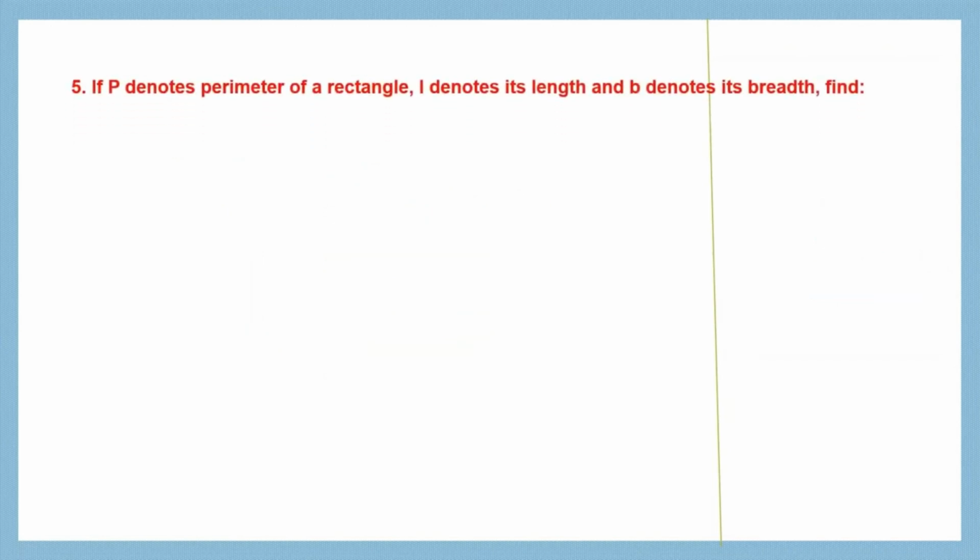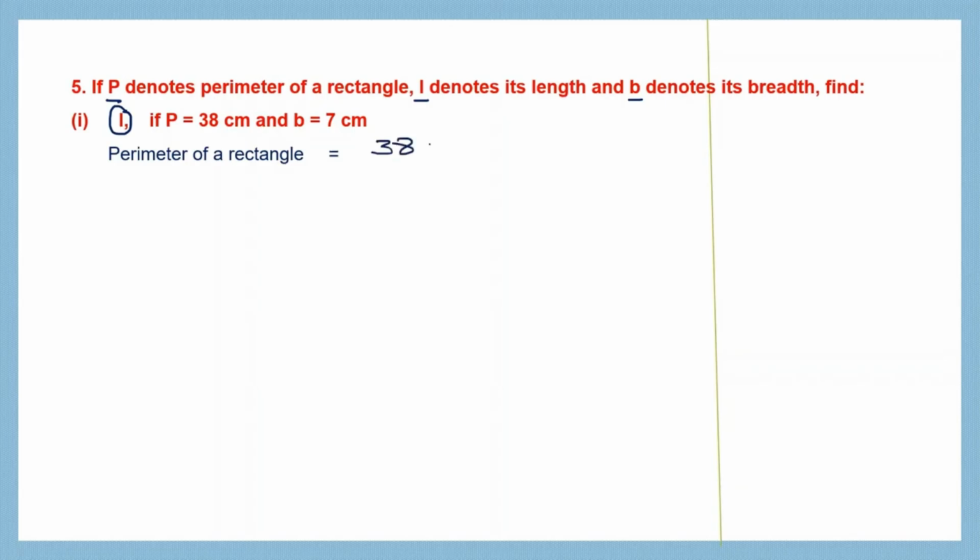Next question, question 5. If P denotes perimeter of a rectangle, L denotes its length and B denotes its breadth, find. So we have to this time find the length. Perimeter is given to us, breadth is given to us. We have to find the length. So let's write what's given first. Perimeter of a rectangle is given, which is 38 centimeters. The breadth of the rectangle is given, which is 7 centimeters. Now what are we asked to find? We're asked to find the length.